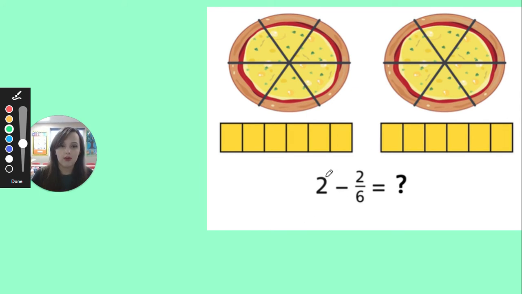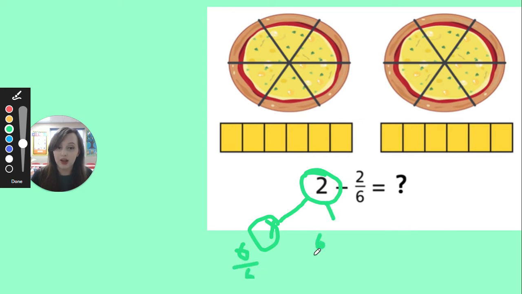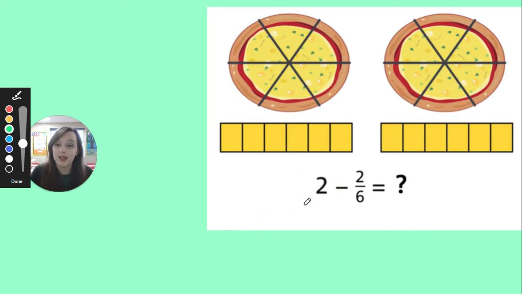If I know that in one whole there are 6/6, that's all of it, 6 out of 6, then I know in 2 wholes it's going to be another 6/6. 6/6 add 6/6, that's going to be 12/6. So I can get rid of my 2, swap it for 12/6 and do an easy peasy subtraction. So 12/6 take away 2/6 is going to be 10/6.